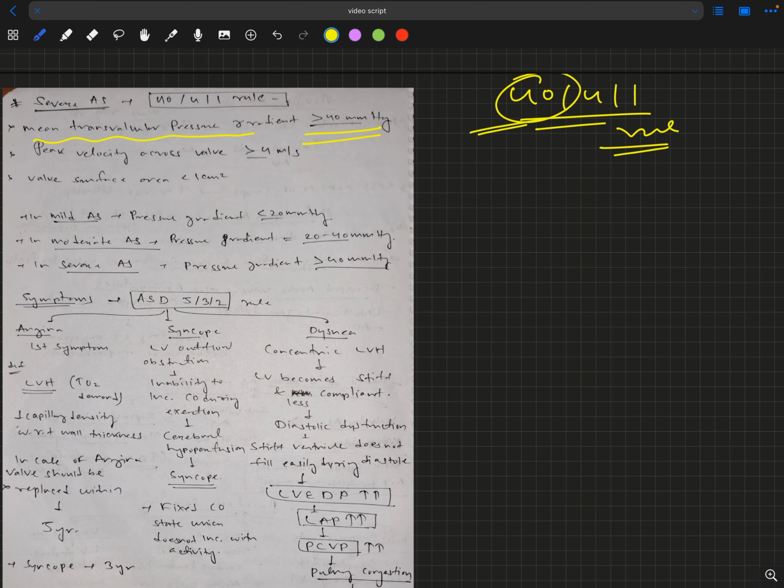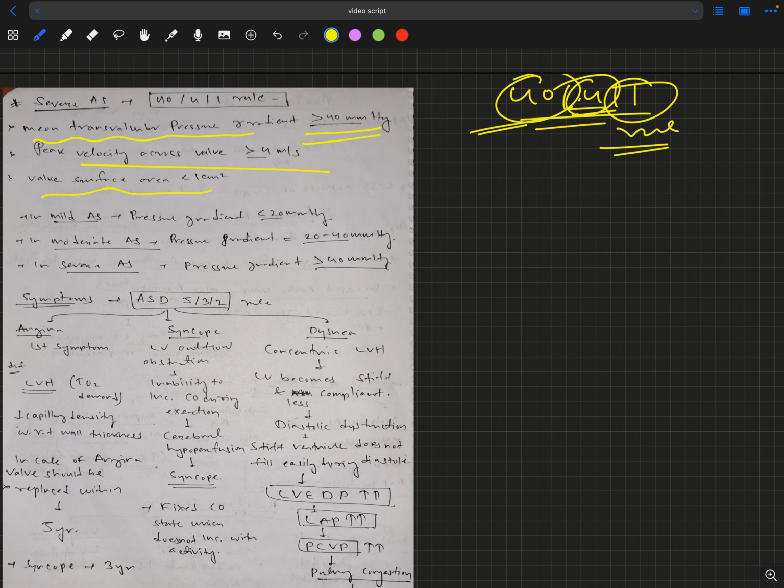So this is one thing. Another thing is 4. What is 4? Peak velocity across the valve is more than 4 meters per second. So mean transvalvular pressure gradient is more than 40 mm Hg, peak velocity across the valve is more than 4 meters per second, and valve surface area is less than 1 centimeter square. So these are the criteria. If they are fulfilled, we call it severe AS. Severe AS symptoms are present. We will discuss symptoms later on.